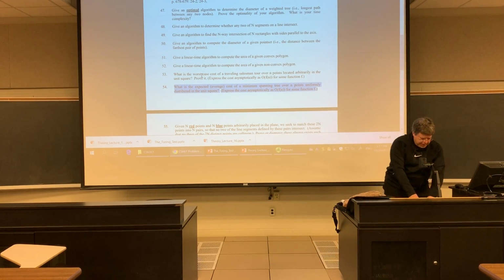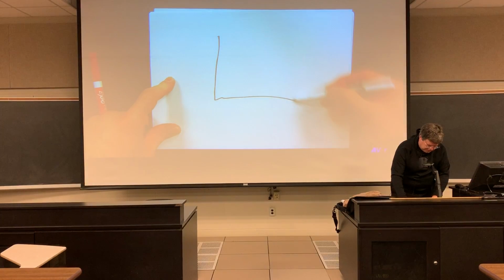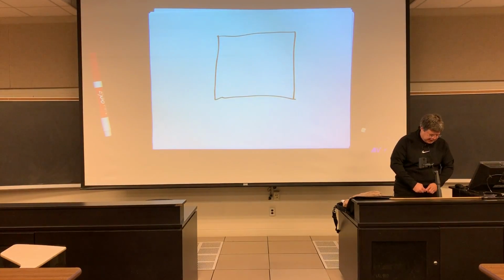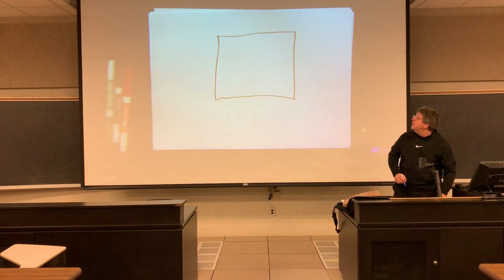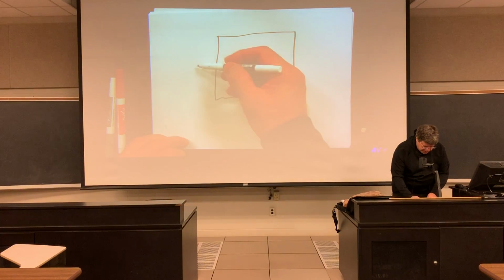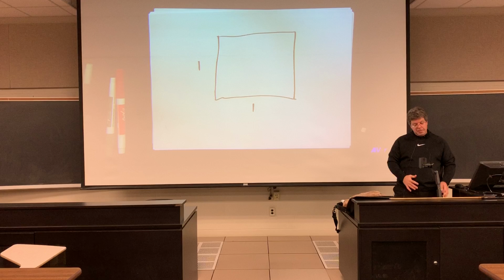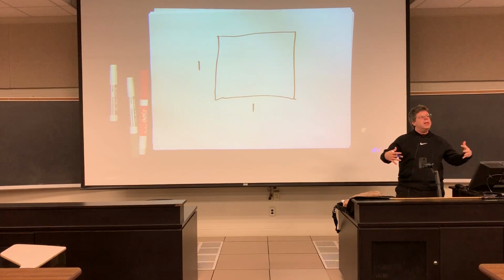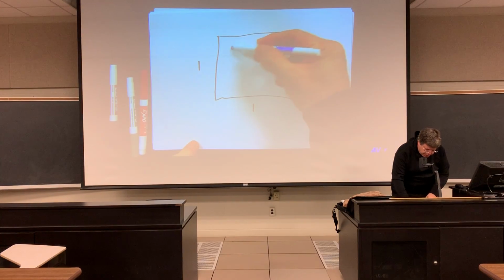So we have a unit square, one by one square. Why 1 by 1? Because it's normalized to some size. If it's larger, then the answer will be proportionally larger. All the answers will be expanded by whatever the multiplication factor, if it's a larger square or a rectangle or whatever. You have a bunch of points.